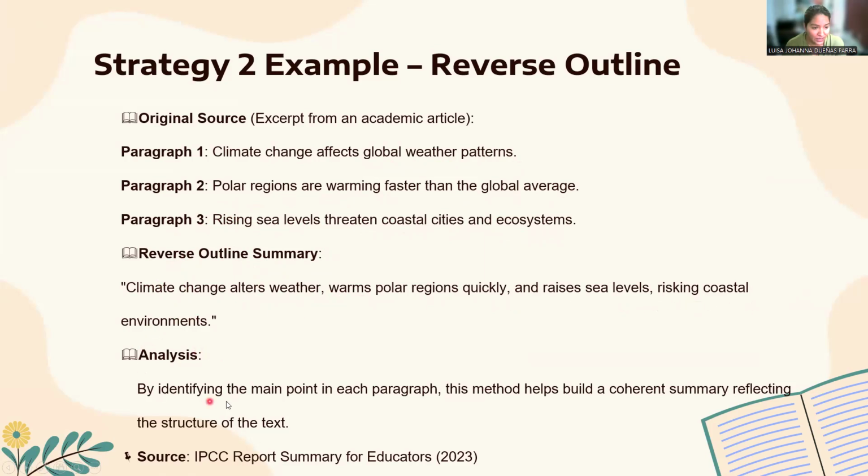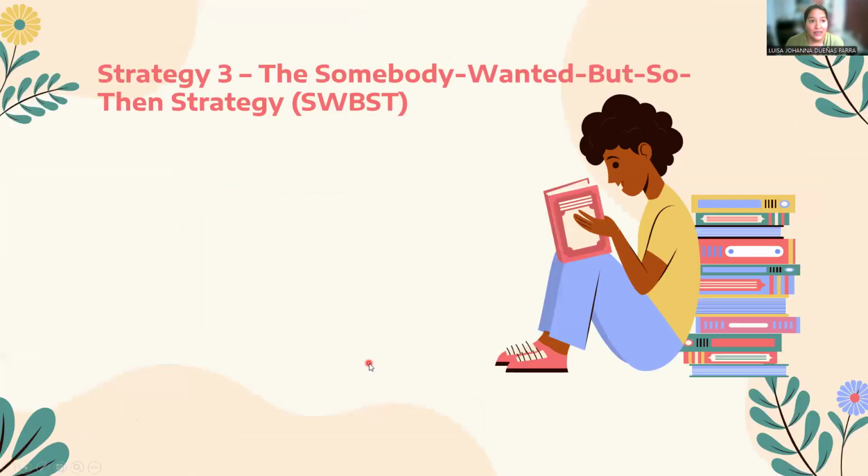Now let's analyze what the goal of this strategy is. The goal of this strategy is identifying the main point of each paragraph, like you see here. And then once you have the whole thing, this method helps to build a coherent summary reflecting on the structure of the text, like they say here in the analysis. Okay, now let's continue with the third one. This is the longest actually: the Somebody Wanted But So Then strategy.